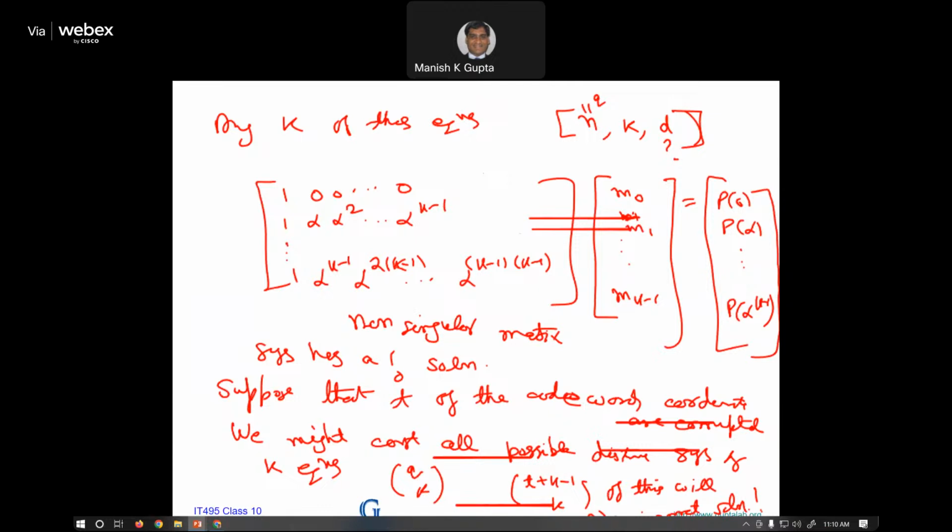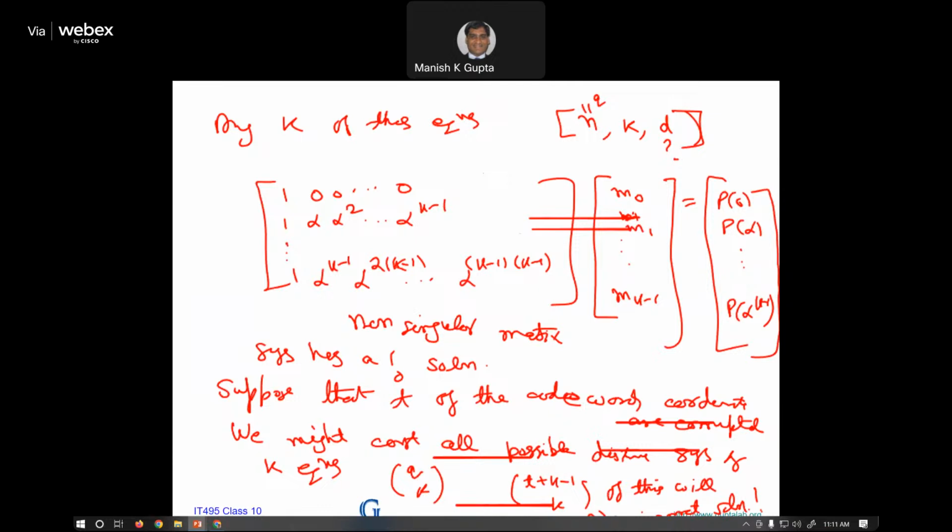Now, basically, there were Q equations, and I have taken only K equations out of the Q equations. Okay. So I have written only K equations. You can see that this goes up to K minus 1 only, right? So here, rather than Q minus 1, we have K minus 1 into K minus 1.